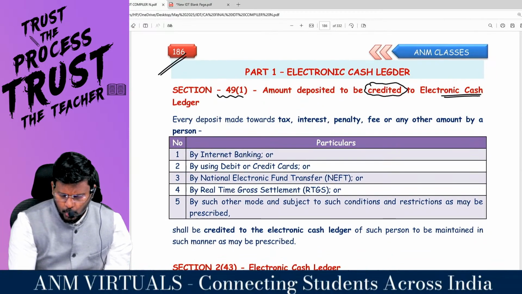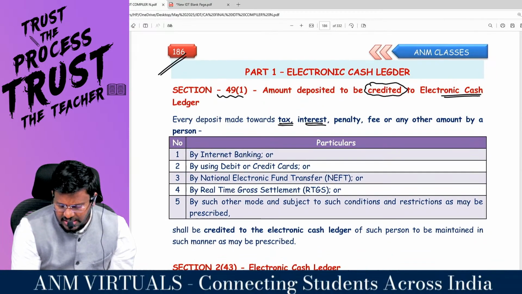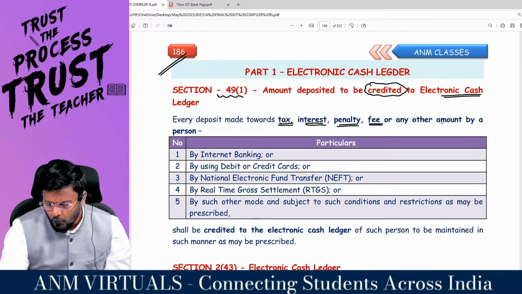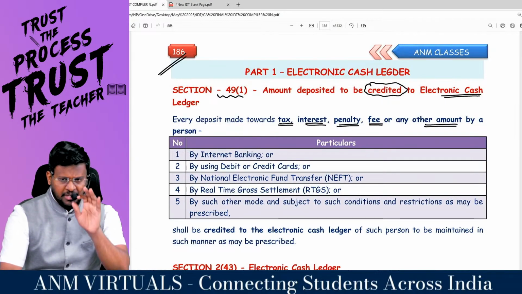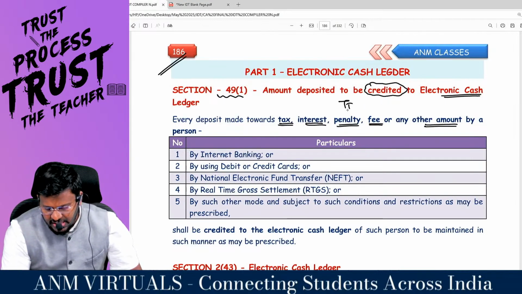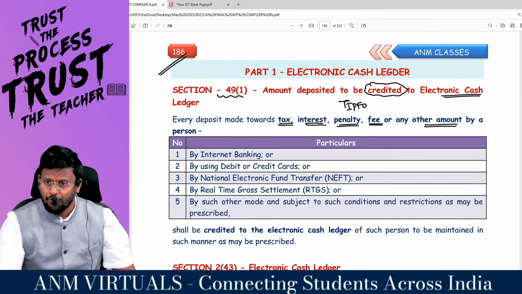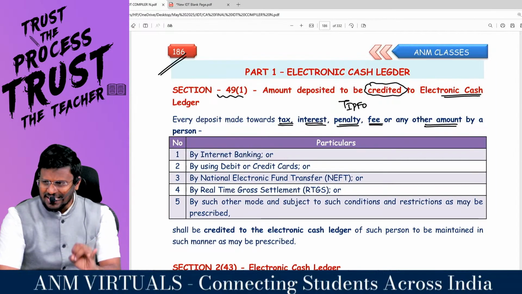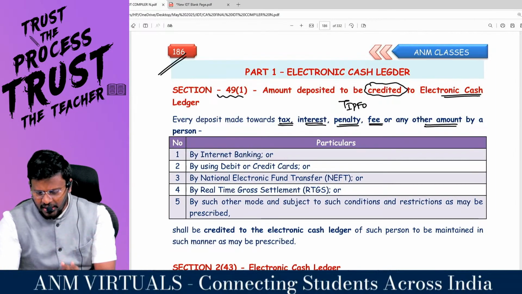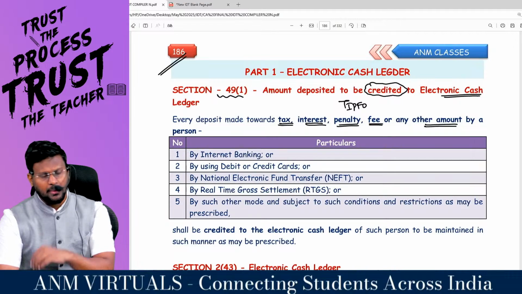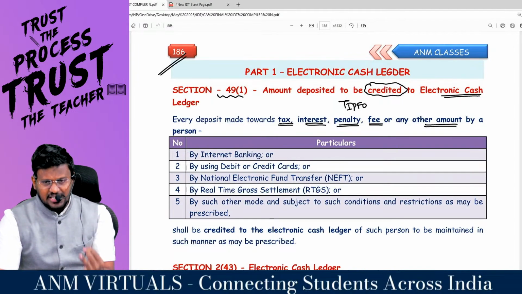Every deposit made towards tax, interest, penalty, fees or any other amount, from here onwards I will call this TIP F. What for? TIP F. TIP F means tax, interest, penalty, fees or any other amount. Repeat once again: tax, interest, penalty, fees or any other amount.